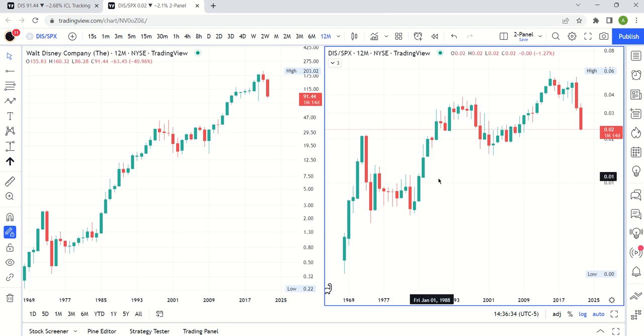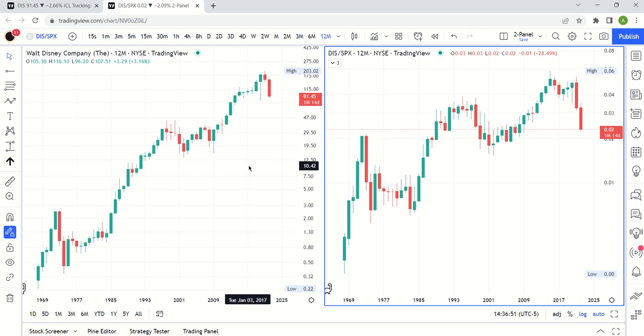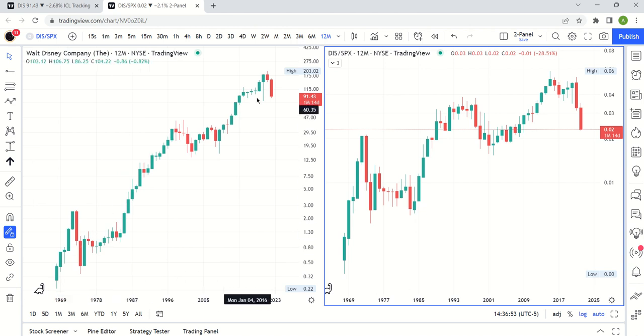So on the right here, this is a ratio chart of Disney versus the S&P 500, and this is just a chart of Disney itself. Both annual charts going back to 1968, right? And so you can see it's been a huge uptrend. Disney has. There were these two big down years, 1973 and 1974.